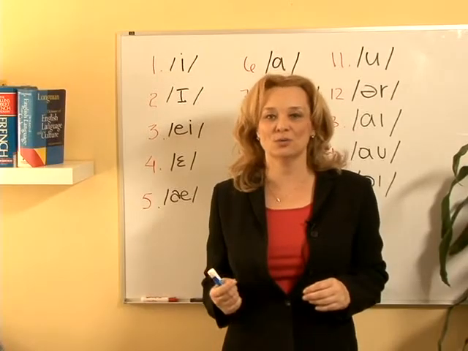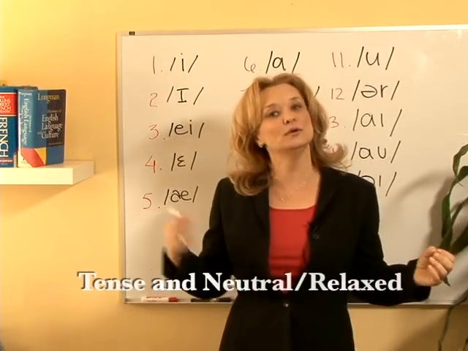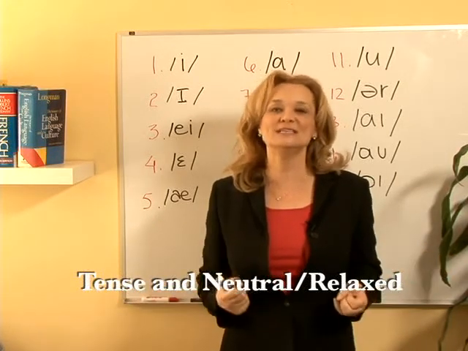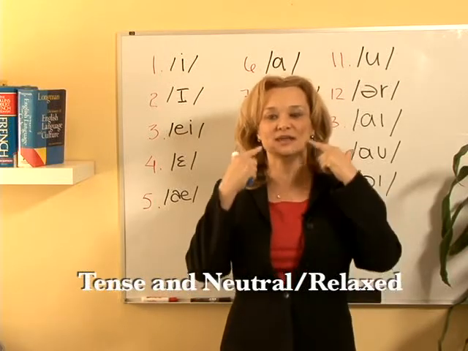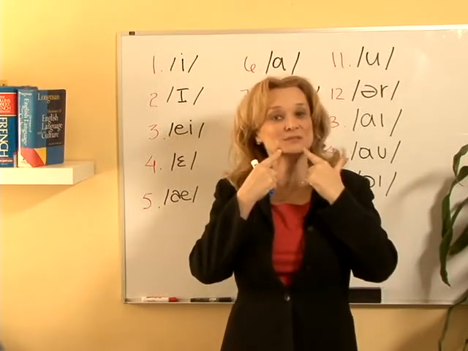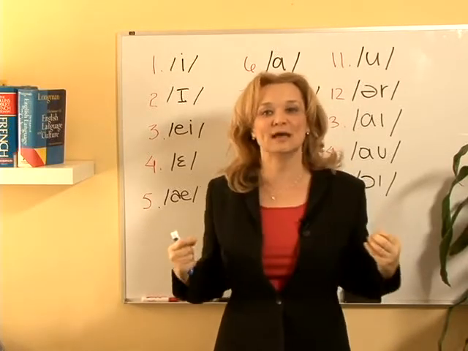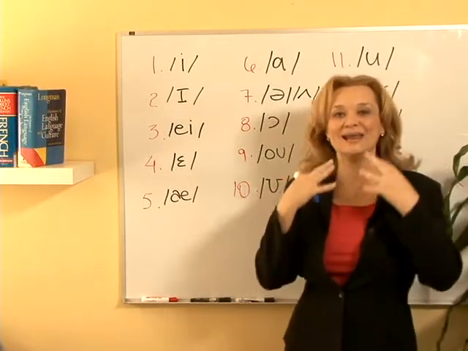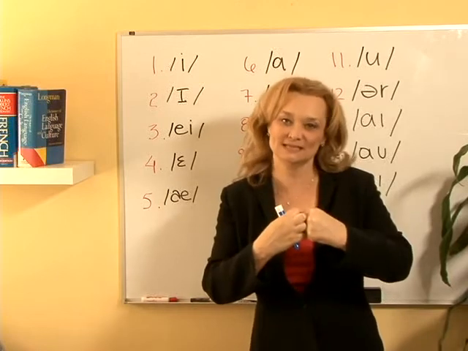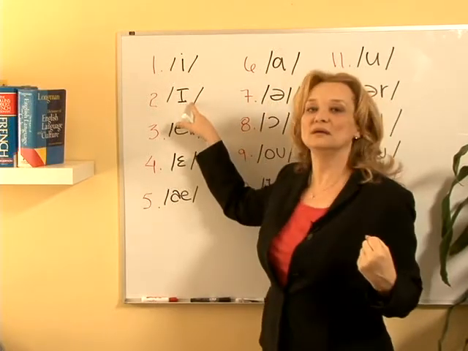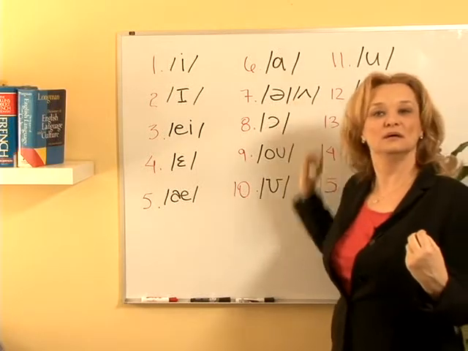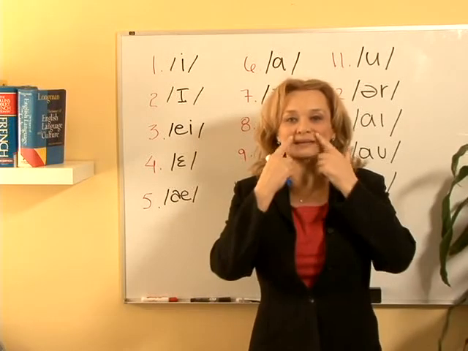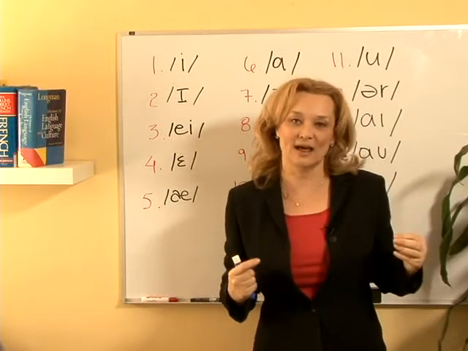We categorize vowels as either tense or neutral, or sometimes we say relaxed instead of the word neutral. When we say a vowel is tense, it means that our tongue is tense and sometimes our lips are also tense. For example, when I say E or when I say O, there's a lot happening. My mouth is moving and it's tense. When I say I or when I say Uh, there's not much happening in my mouth. My lips are relaxed and my tongue is relaxed in the back.